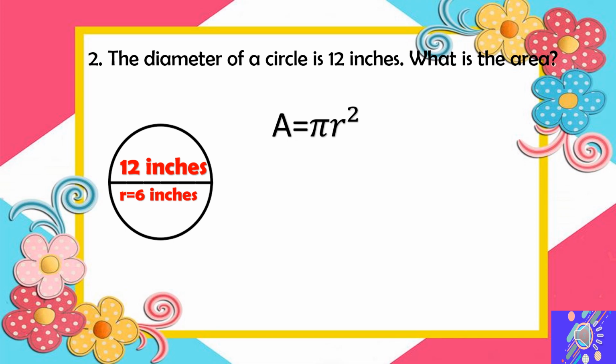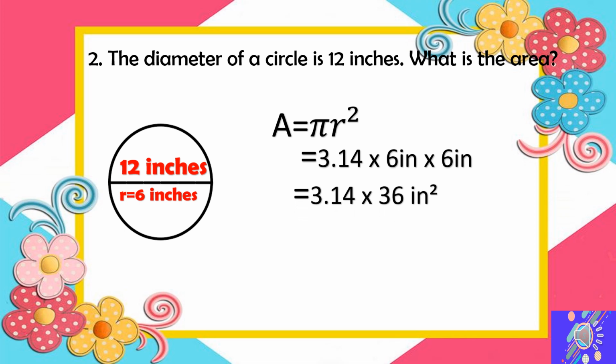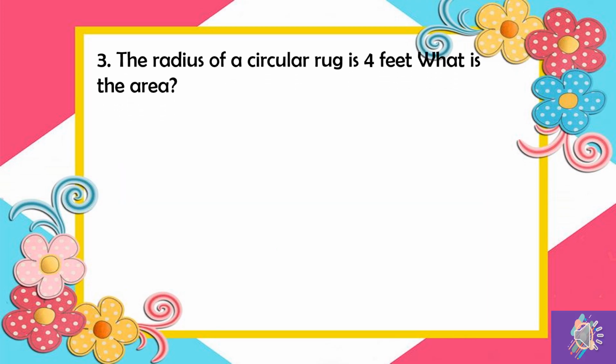Okay, so again, we will be using the formula A equals pi r squared. When we substitute, 3.14 times the radius, which is 6 inches, times 6 inches. So we have 3.14 times 36 square inches. We multiply 6 times 6, so that is 36. And then after multiplying, the area now is 113.04 square inches. Now number 3, the radius of a circular rug is 4 feet. What is the area?